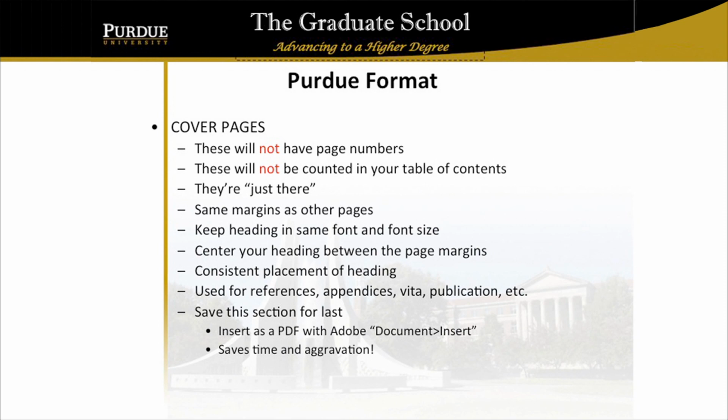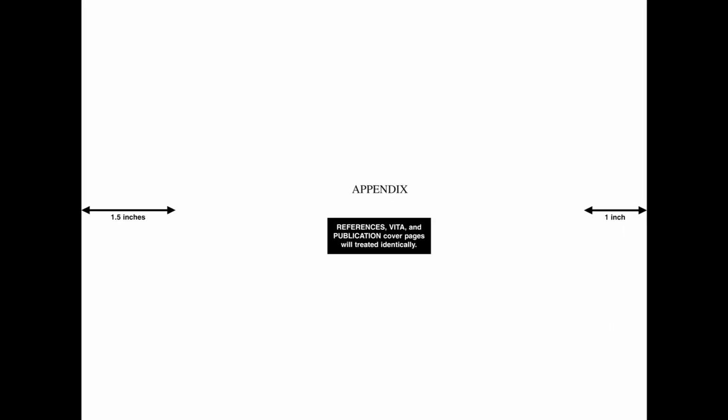Now, we were talking earlier about cover pages. Let's spend a minute on those. With cover pages, these are still basically blank pages that we require before certain sections of your document. Specifically, these would be things like appendices, your Vita, if you have a publications section, things like that. List of references is another one. I may not have mentioned that. But anyway, they will be placed before each section. They will not have page numbers, and they will not be counted in your table of contents, so be very careful with that, especially if you're working in MS Word.